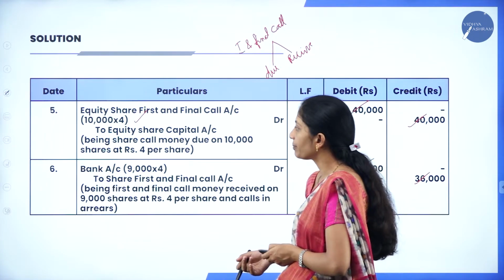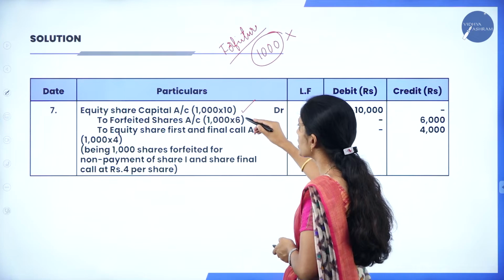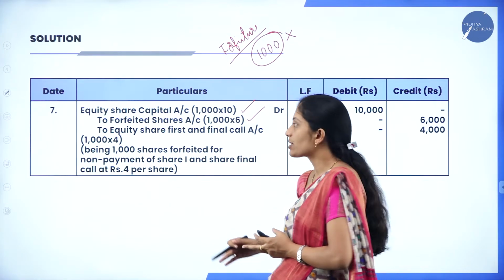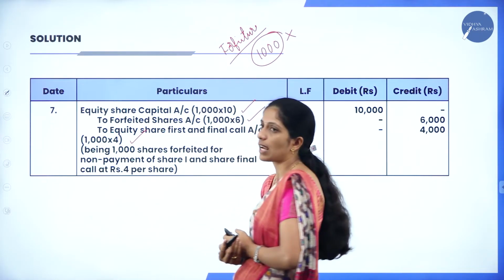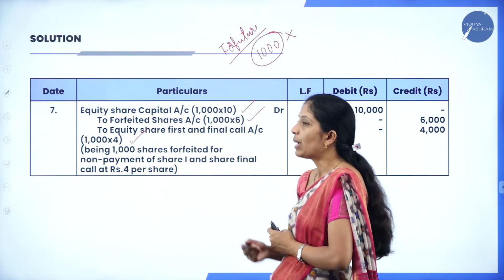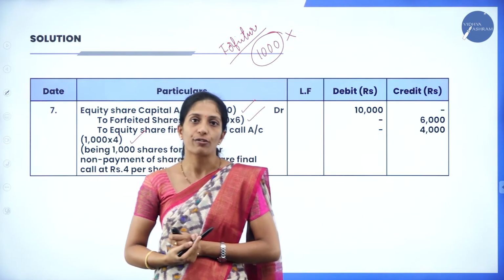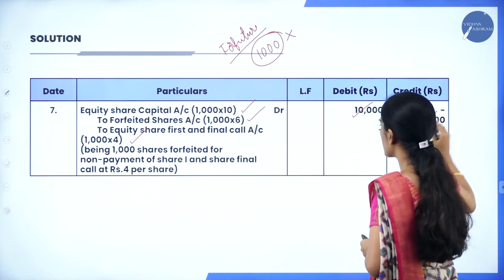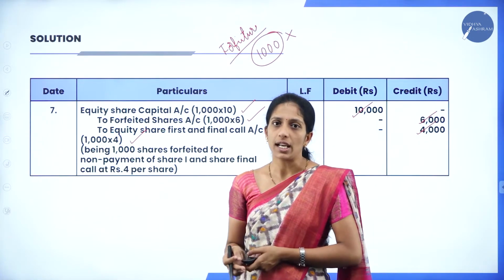So how do you write? Equity share capital account 1,000 into 10. Forfeited shares account 1,000 into 6, what we have received in application and allotment stage, and what we have not received will be transferred to equity share first and final call account, 1,000 into 4. So how can you write the narration? Being 1,000 shares forfeited for not paying the call money of rupees 4 each. So 1,000 into 10, 10,000; 1,000 into 6, 6,000; 1,000 into 4, 4,000. This will be the forfeiture entry.